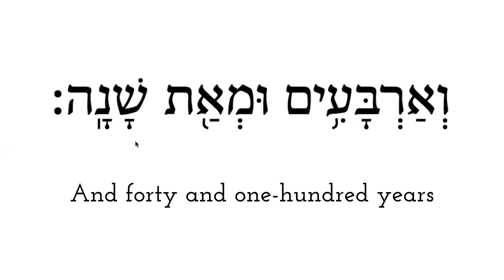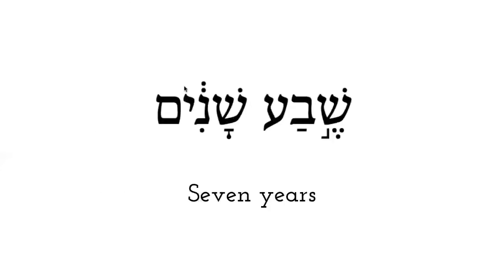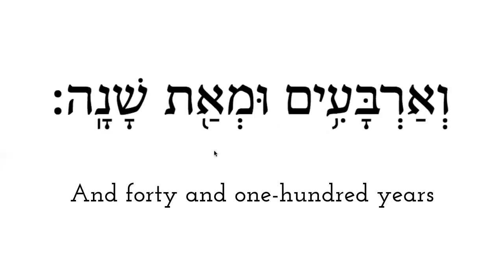In context, it's literally just a singular form of the word year, because for numbers greater than 10 in the Hebrew, we just use a singular form. And I think if it's below 10, we will use the plural form, shanim. Unless, of course, it's just talking about 1 year, then we would say shana again. Okay, so this part: 7 years and 140 years. So 147 years, basically.